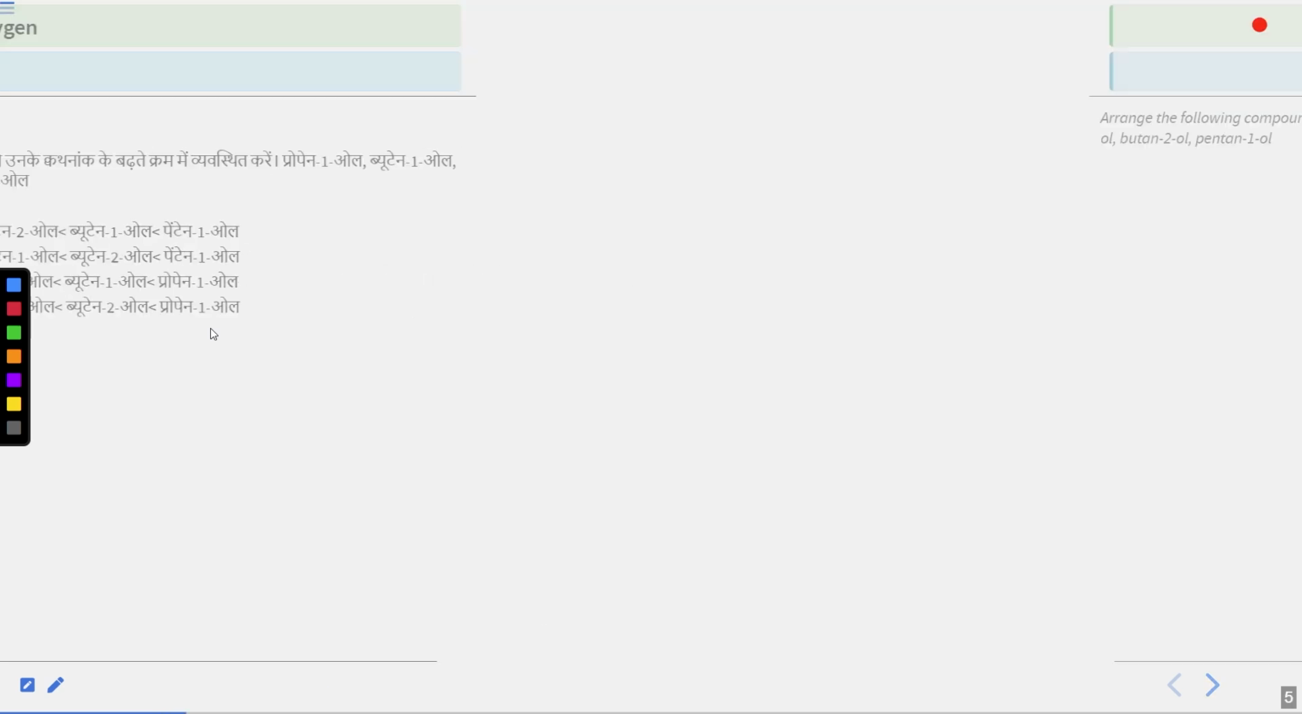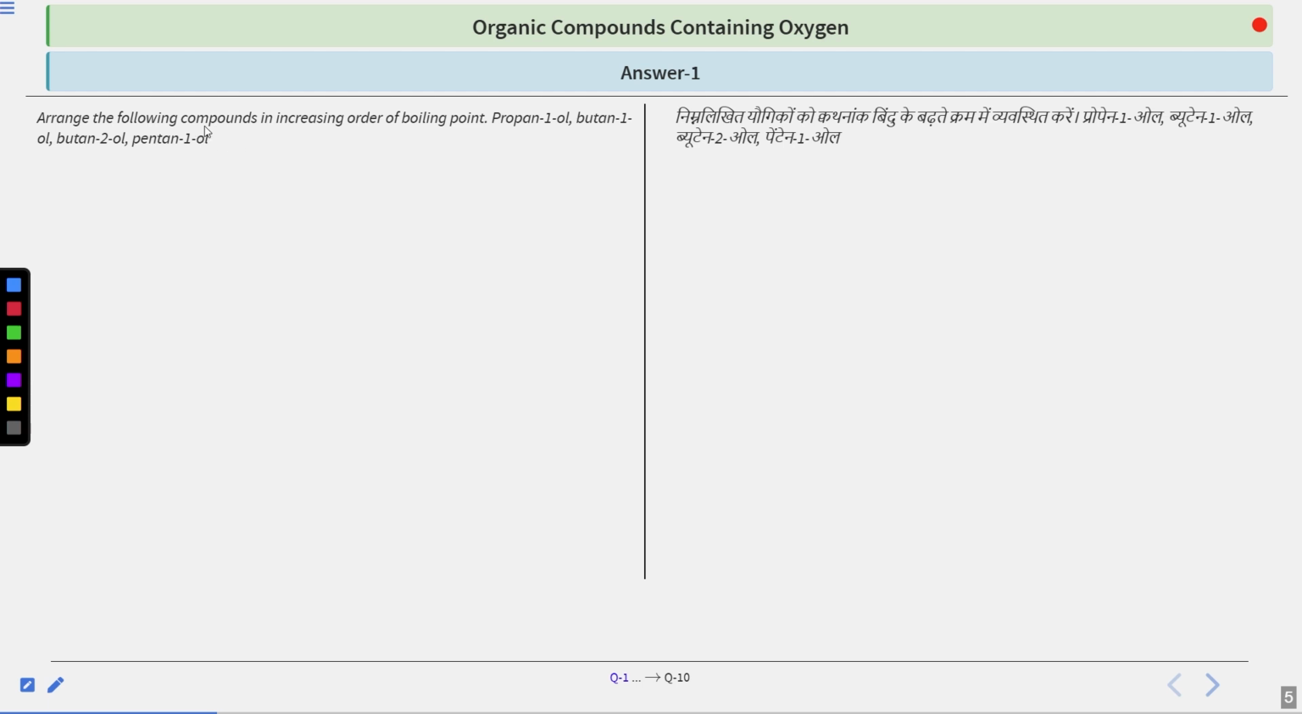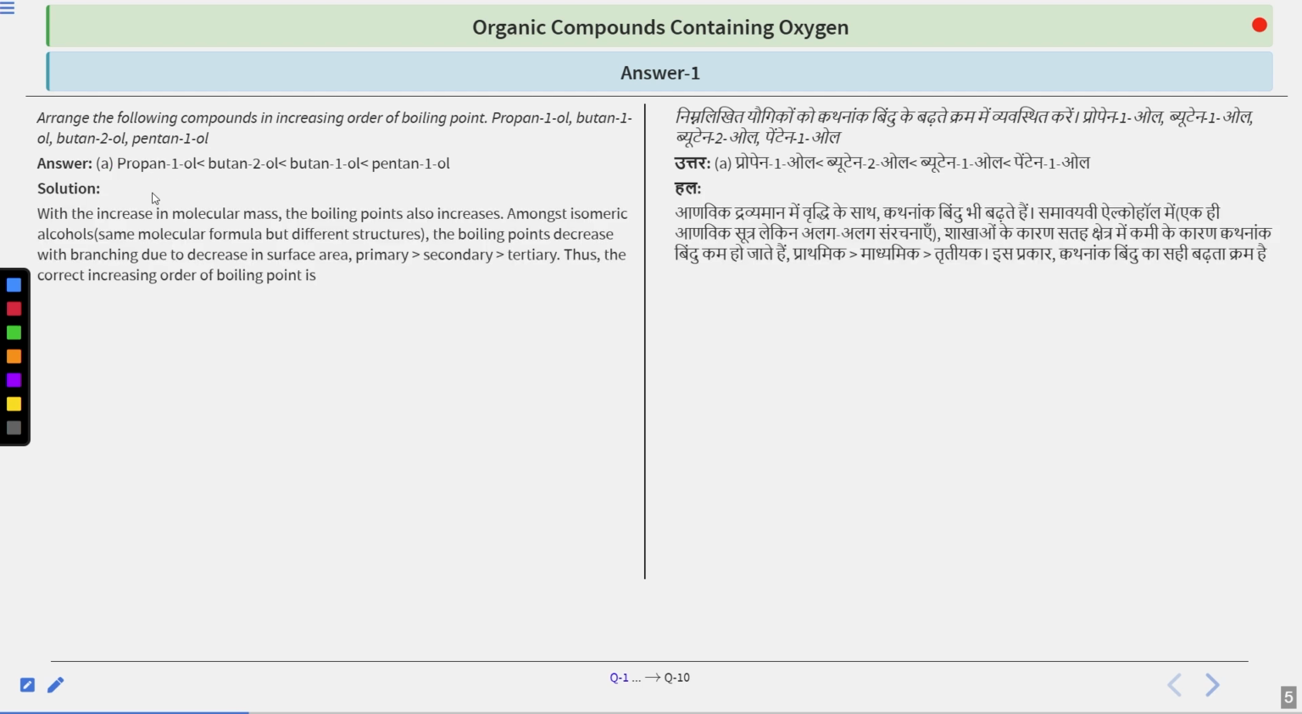Okay, let's see. The correct answer for the given question is option A, that is highest for pentane 1-ol, then butane 1-ol, then butane 2-ol, and the lowest boiling point is of propane 1-ol. With the increase in molecular mass, the boiling point also increases. Amongst isomeric alcohols, isomeric alcohol means same molecular formula but different structures, so the given alcohols we have are isomeric alcohols.